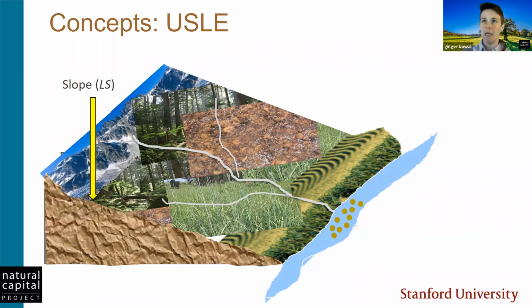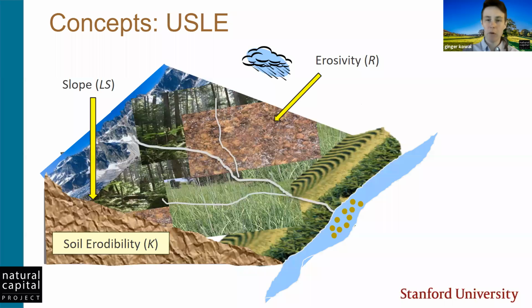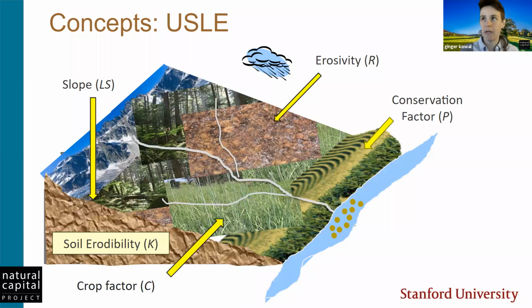Slope, erosivity, which relates to rainfall and describes the erosive power of rainfall taking sediment off of a pixel. Soil erodibility, which is related to how easily the soil can be eroded. And then two vegetation-related factors, the conservation factor, or the P factor, and the crop factor, the C factor. These describe the ability of vegetation to keep sediment from being eroded from that pixel.